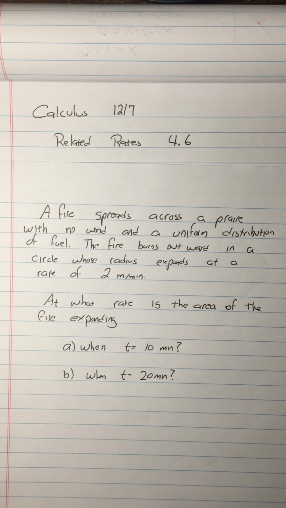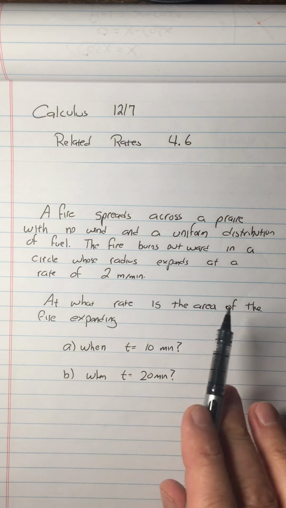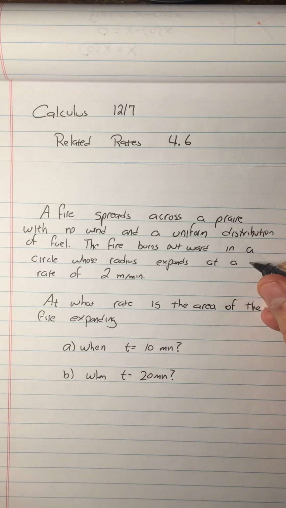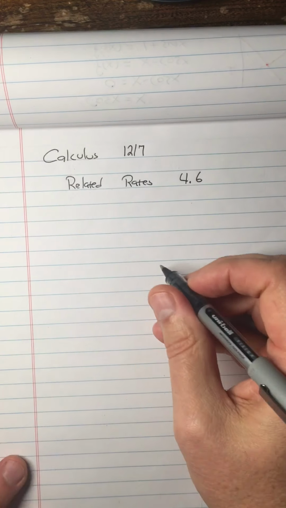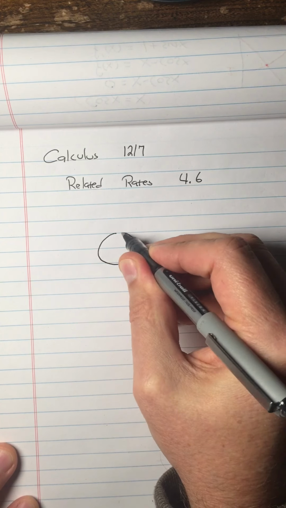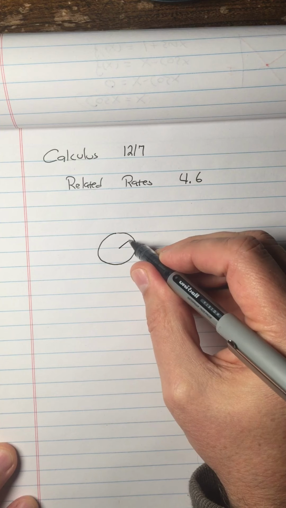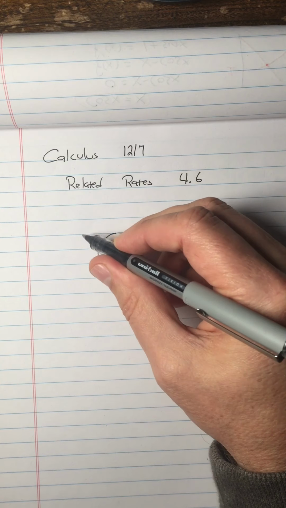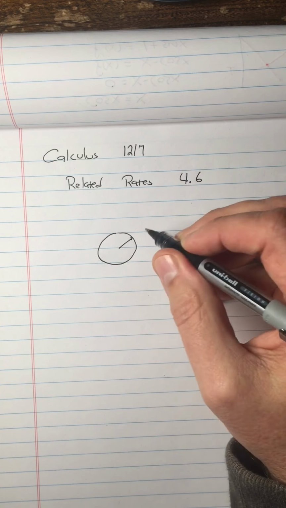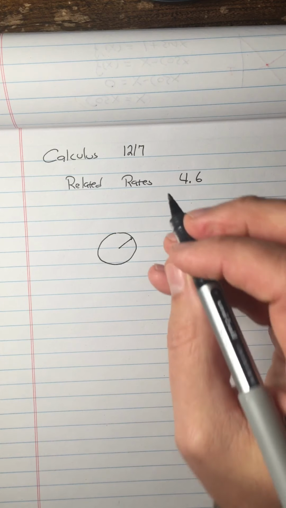So we want to know at what rate the area of the fire is expanding when t equals 10 minutes and when t equals 20 minutes. Now, the radius is expanding at, I should have said, a constant rate. It's implied in the fact that it's just 2: a constant rate of 2 meters per minute. So here's my brush fire, and it's burning in a nice circle. It's expanding outward because essentially the fire burns at a certain constant rate, and it's going to do that in every direction. You could think of a spreading light wave or sound wave, anything.